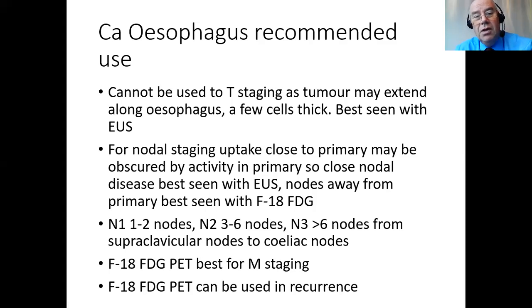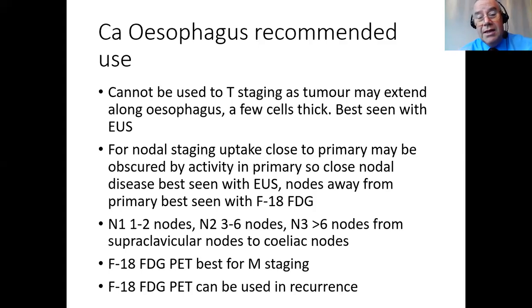So esophageal, recommended use. We don't really use it to do the tumor staging because we're not precise enough in terms of actual size, and often the primary can be very thin in the esophagus, so it's best for that to be done by EUS. For nodal staging, we may miss some small nodes next to the primary, and again, EUS is very good with that, but we're good at finding nodes away from the primary.